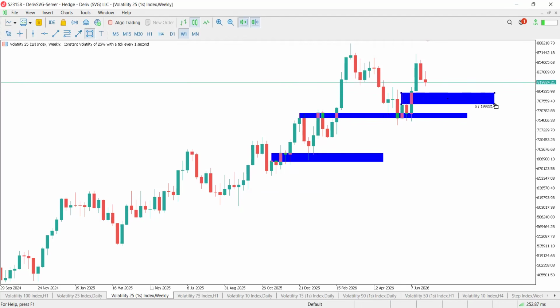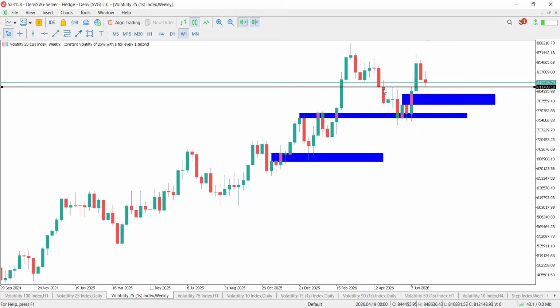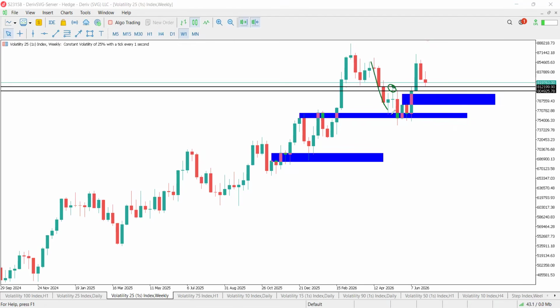One thing you can observe, we clearly have a hidden structure here, so I'm also going to mark that. I'm just going to use a line, and let me just leave it black. So we have this area here. Why am I marking this? Because they're all testing. See this one, this high tested here, this one tested here, and this one also tested.